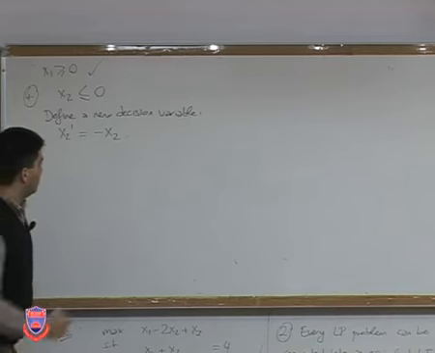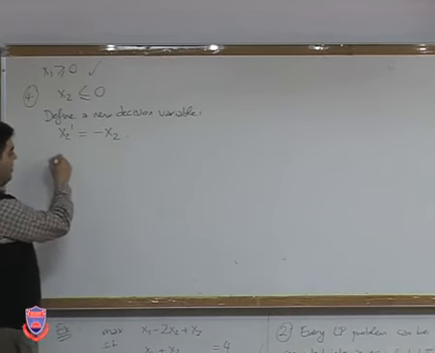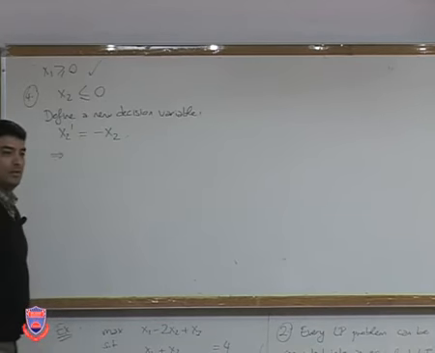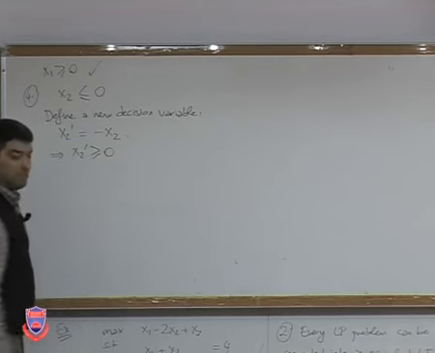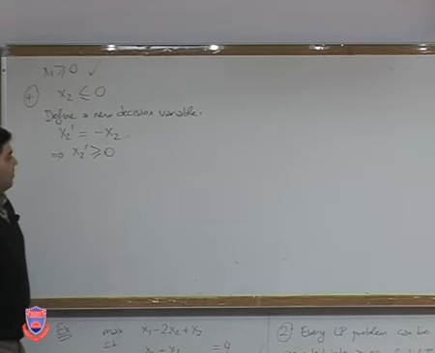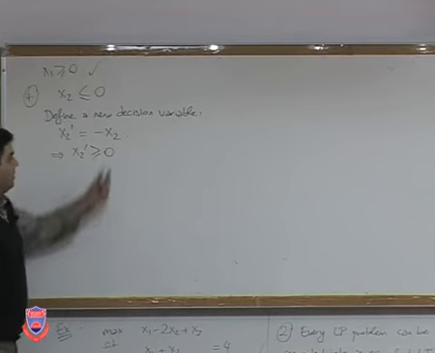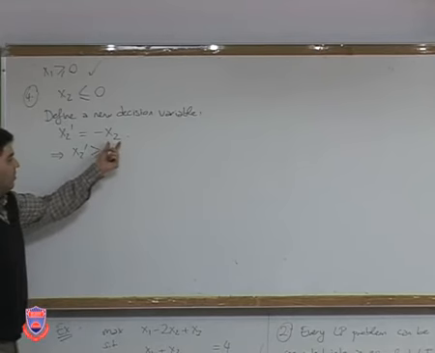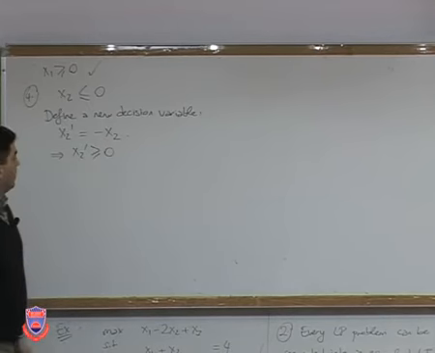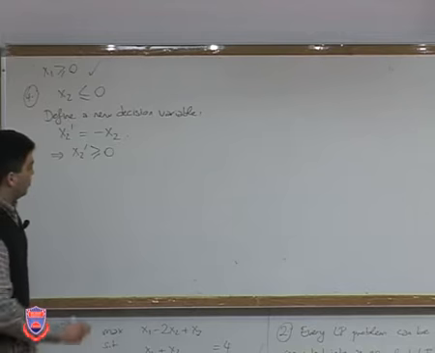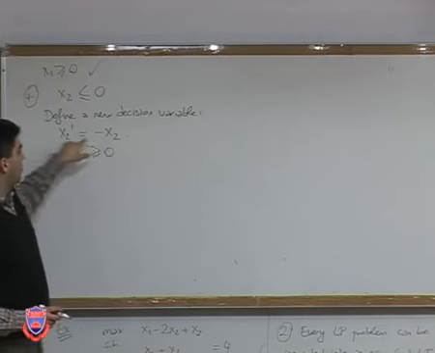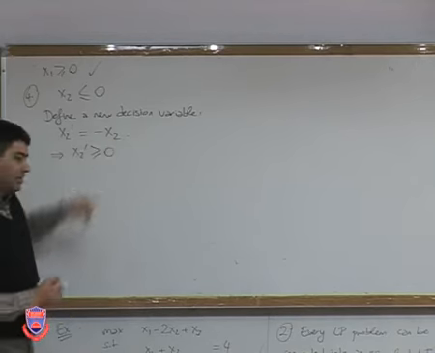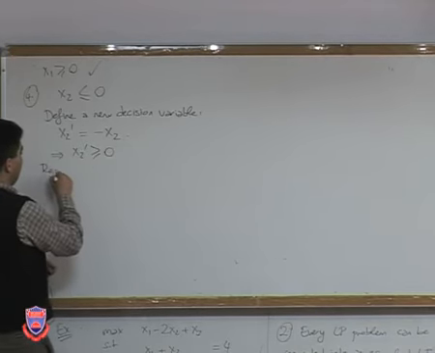All right, so since x2 is non-negative, what does this imply about x2 prime? Well, x2 prime should be non-negative, basically, right? So as a result, now instead of having x2, I'm going to have minus x2 as my new decision variable. And since x2 is less than or equal to 0, minus x2 obviously should be greater than or equal to 0, basically, right? Okay, so instead of having x2 in my problem, I'm going to replace every x2 by this expression, basically.